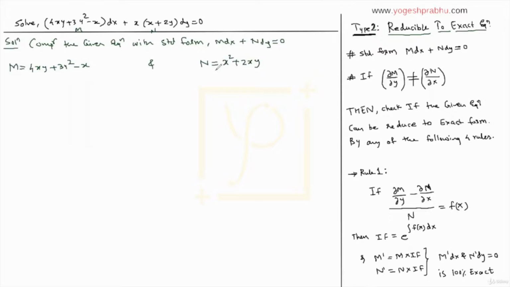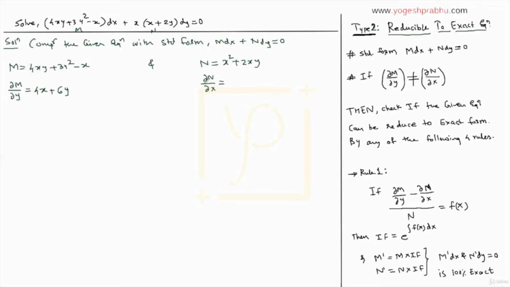Now once you find M and N by comparing with the standard form, the next thing you will do is find dou M by dou y. It is the partial differentiation of M with respect to y. So we have to treat x as a constant; this 4x is a constant, and we are only differentiating y. The derivative of y is 1, and you will get 4x as it is. The derivative of 3y square is 6y, and the derivative of x is 0.